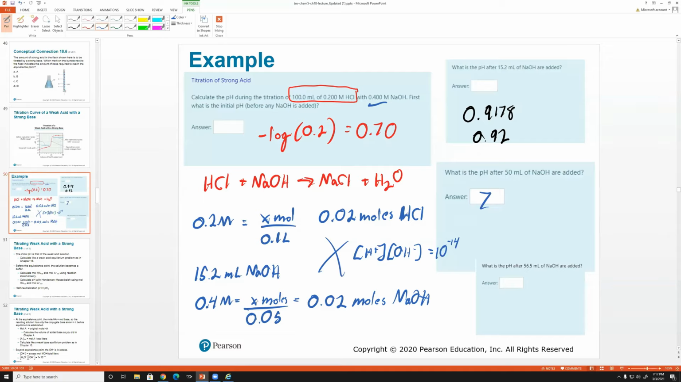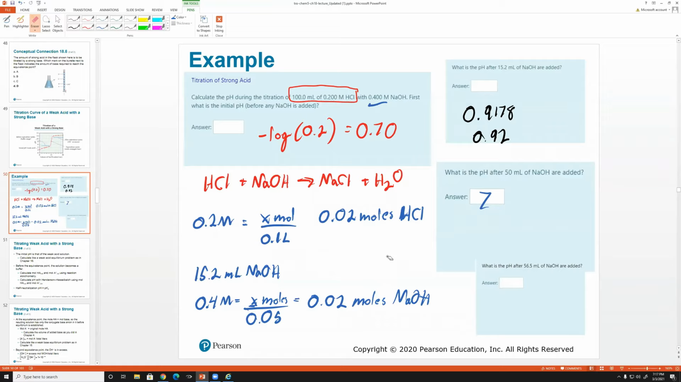No, we're finding X. So you do 0.4 times 0.05. Okay, so let's move on to the next one, where it says, what is the pH after 56.5 mils of NaOH are added? So we'll do the same exact math. This is kind of straightforward, or repetitive, I don't want to say easy, for strong acid, strong base titrations.